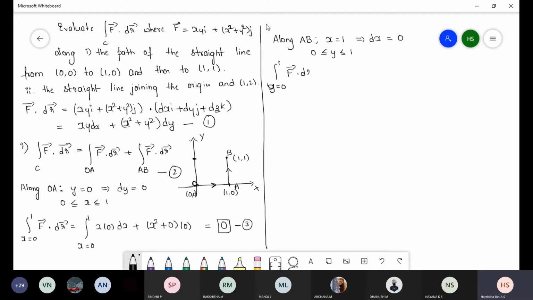Now again y is equal to 0 to 1, vector f dot vector dr. Vector f, substitute in the equation 1. Wherever x is there, you have to substitute 1. dx is 0, plus 1 plus y square into dy. So the first term becomes 0. Integration of 1 is y, integration of y square is y cube divided by 3, y is equal to 0 to 1. So 1 plus 1 by 3, that is equal to 4 by 3. Call this one equation 4.